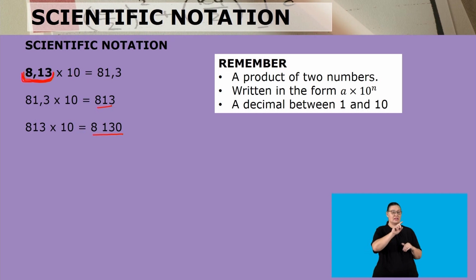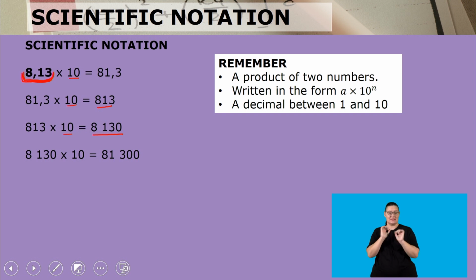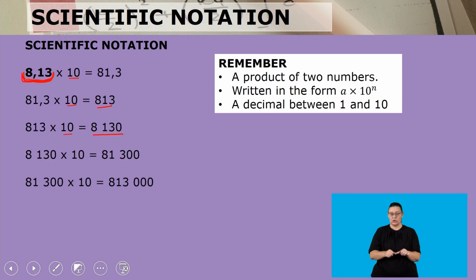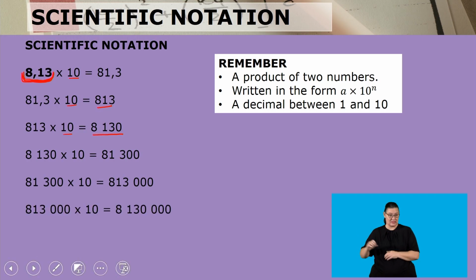Now keep in mind we've already multiplied by 1, 2, 3 tens for us to get to 8,130. So then we are going to multiply that 8,130 by 10 again, and that is going to give us 81,300. We continue multiplying by 10 because we haven't reached our value yet. So 81,300 multiplied by 10 gives us 813,000. Then we multiply by 10 again, and then we finally get to our 8,130,000. Now, how many tens did we multiply?